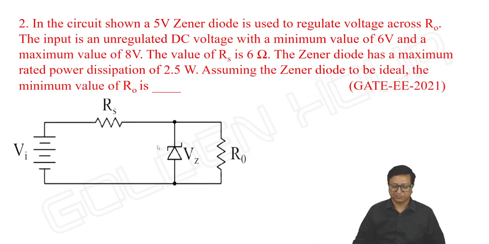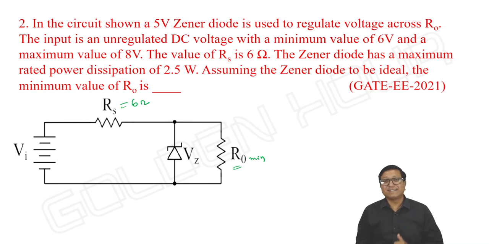See the next question. In the circuit shown, a 5 volts Zener diode is used to regulate voltage across RO, means output resistance RO. The input is an unregulated DC voltage with a minimum value of 6 volts and a maximum of 8 volts. Okay, input range is given. The value of RS, the series resistance, is 6 ohms. The Zener diode has a maximum rated power dissipation of 2.5 watts, means IZM is given indirectly. Assume that the Zener diode is ideal. What is the minimum value of RO?